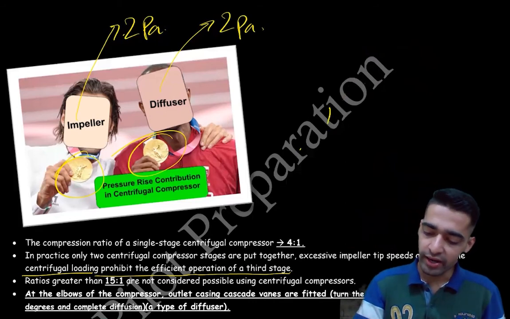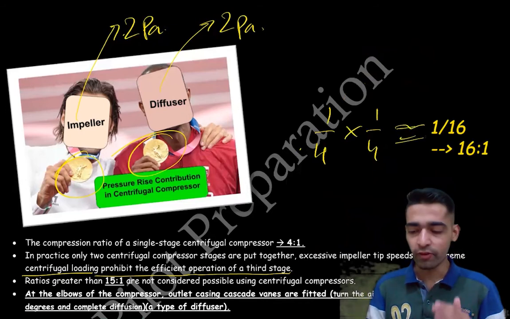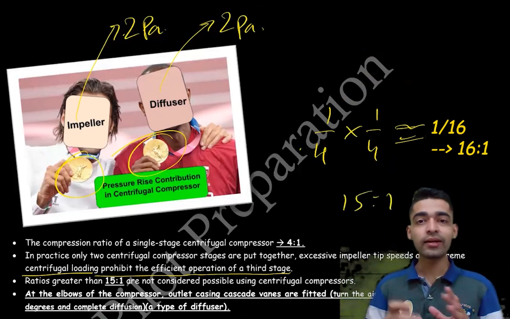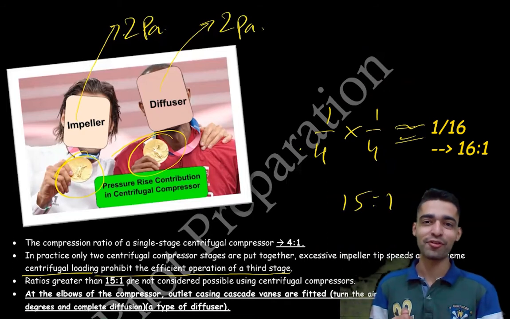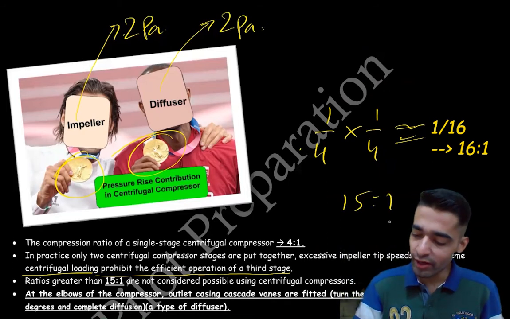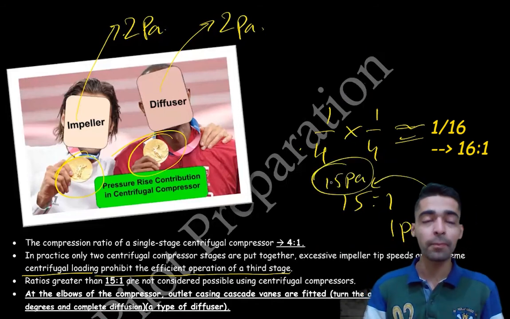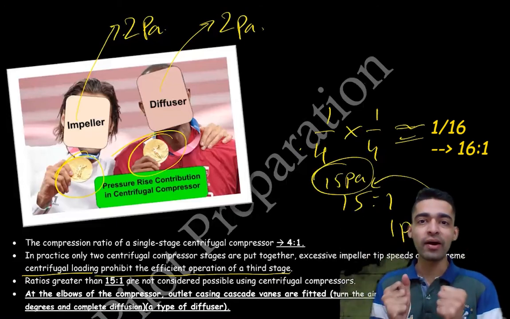So earlier we had 1:4, but with 2 stages we have 1:4 into 1:4, which should be 1:16, but actually we get 15:1. That is the amount of compression we get after 2 stages of centrifugal compressor. So earlier 1 Pascal of air would be converted to 15 times, that is 15 Pascal. The same amount of air will be pressurized to 15 Pascal.